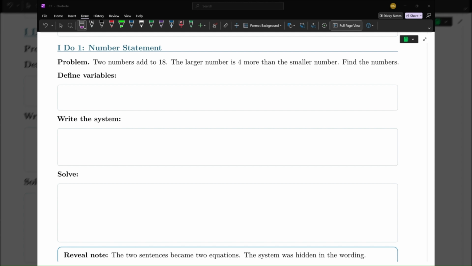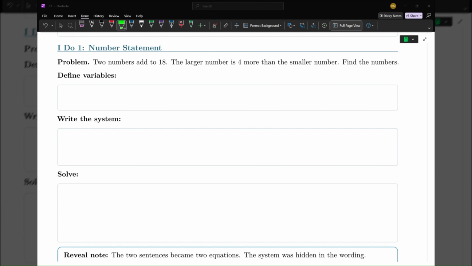But what we're really looking for here is a situation where we have two facts that deal with the same things, because we know if we have one equation and one missing variable, we can solve it with algebra. If we have two missing variables with two equations, we can solve the system, right? So that's what we're looking for.